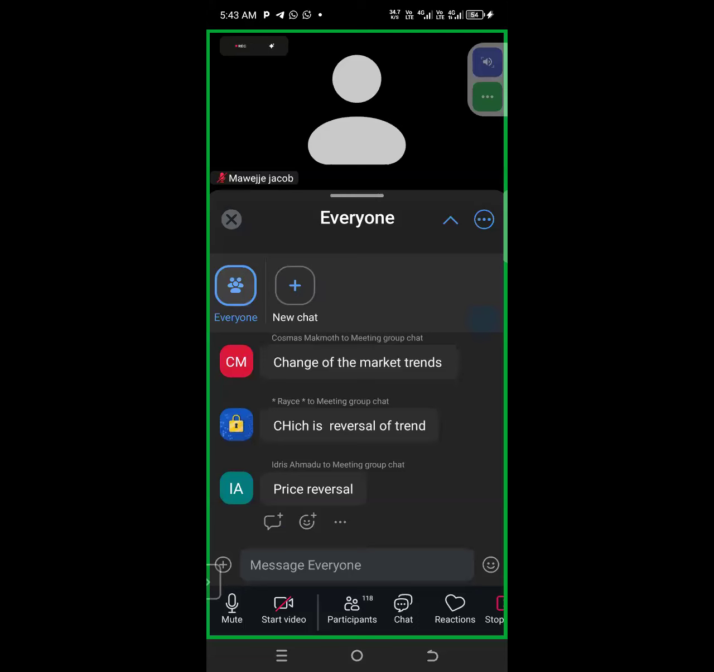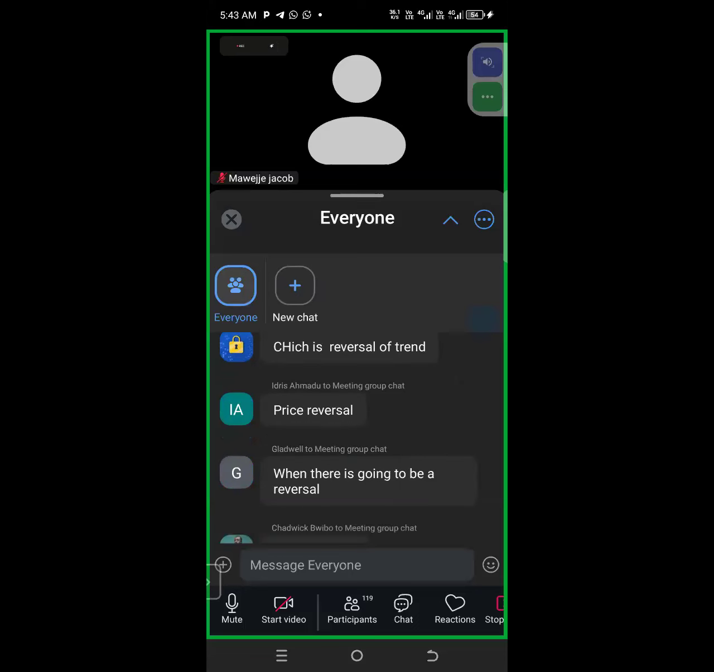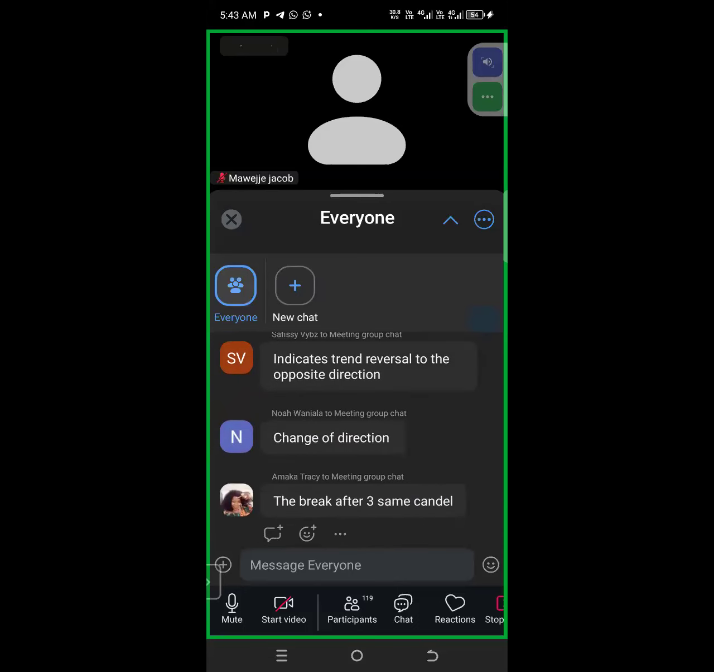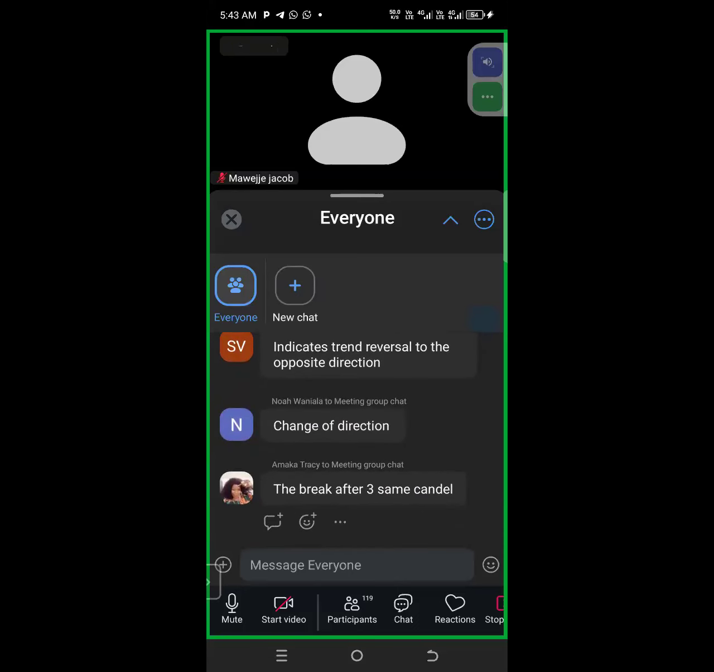Price reversal of trend. When there is going to be a reversal, price reversal indicates trend reversal to the opposite direction. Yeah, change of direction. The break after three same candles.